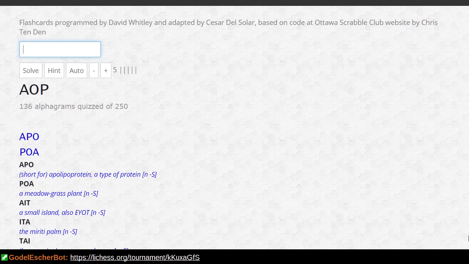Wait, how do I pronounce this? Apolipoprotein. No, I see lipo in the middle. Apolipoprotein. So, apo is short for apolipoprotein, which is a protein type. Is pow valid?